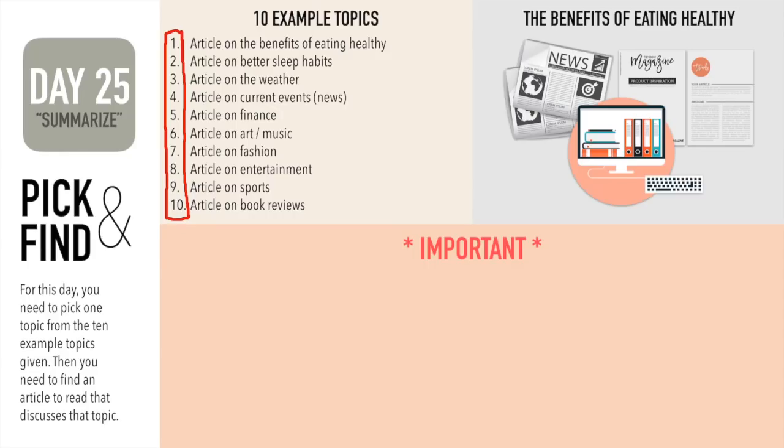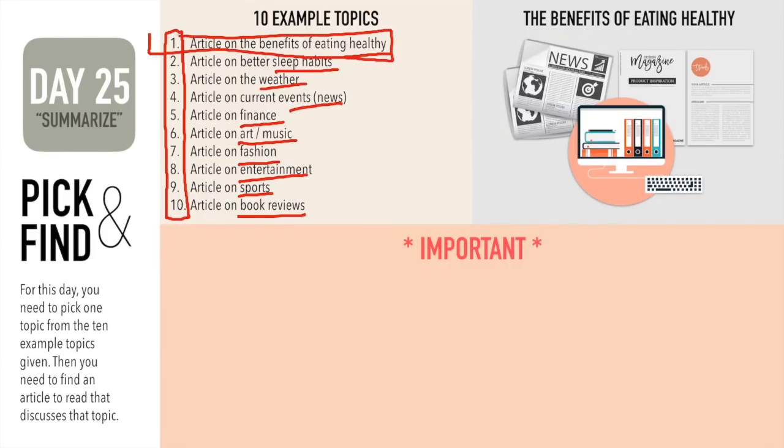But I chose examples that dealt with health or sleeping habits or weather or current events, finance, art and music, fashion, entertainment, sports, book reviews. These are the type of articles that you can look up when you want to practice doing this style. But what I chose was articles on the benefits of healthy eating, okay? Again, remember, reading affects writing.